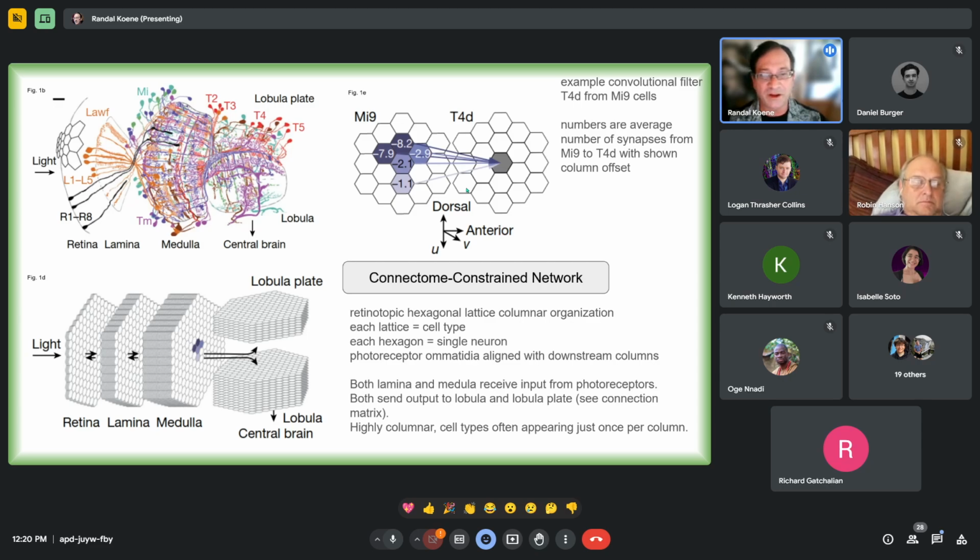Figure 1e up here depicts an example of the convolutional filter connectivity from cell type Mi9 onto cell type T4D. And the same was done, of course, for all the other cells that feed into downstream cells. And the strength of each connection is depicted by the average number of synapses at a given column offset. And again, as a reminder, these minus signs indicate whether those are inhibitory or excitatory, where of course minus is inhibitory.